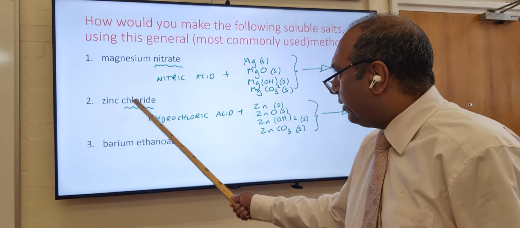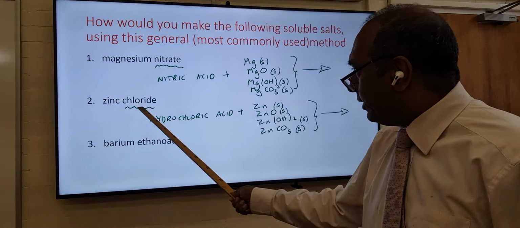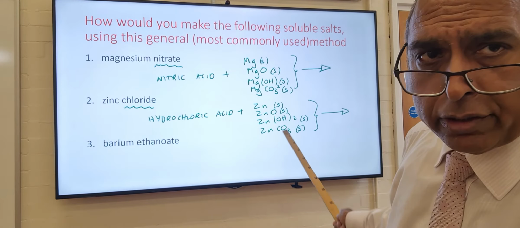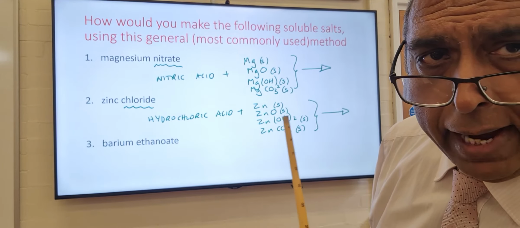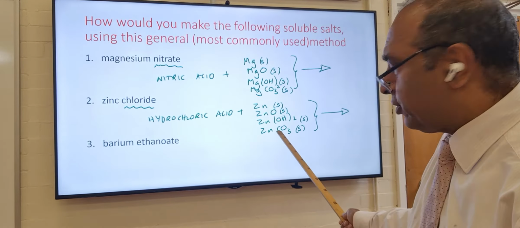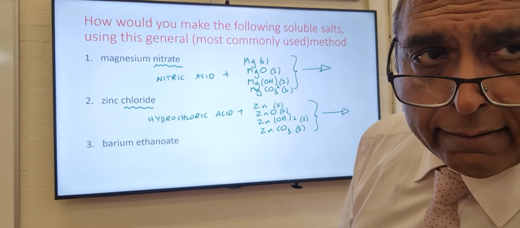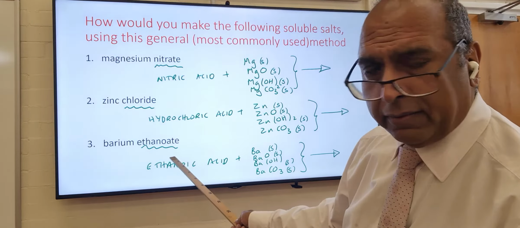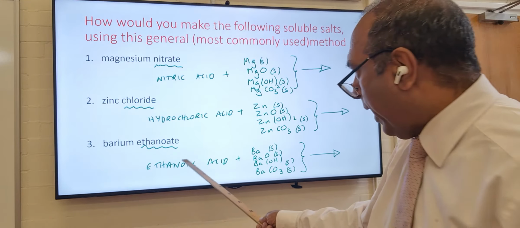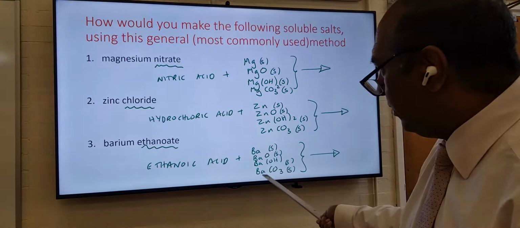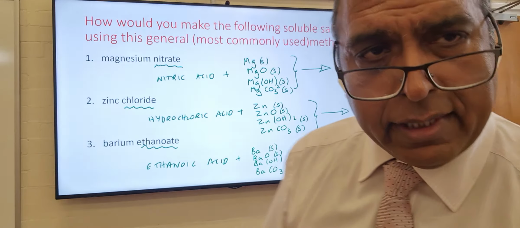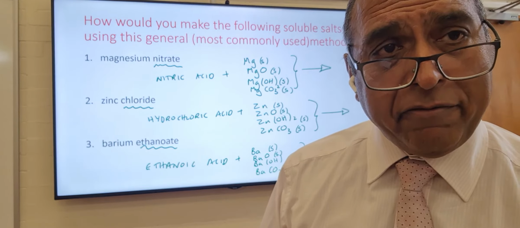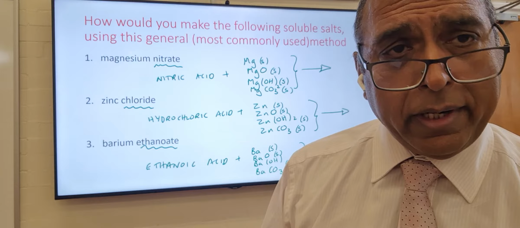Now, how about zinc chloride? Well, to make the chloride, you need hydrochloric acid. And again, to get the zinc, you need zinc or zinc oxide, zinc hydroxide, or zinc carbonate. And all of those would react. And again, my preference would be either zinc carbonate or zinc, because they fizz when they react. Well, if you want barium ethanoate, ethanoate is the salt of ethanoic acid. And again, you would pick one of the four reactions. And again, I would pick barium carbonate, because I know that that will fizz, and I'll be able to know when I've got excess.